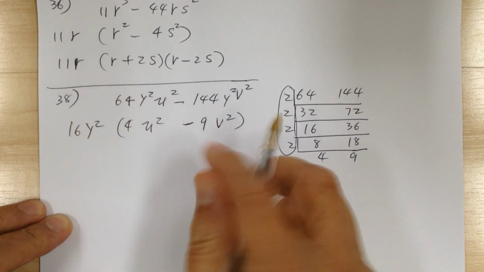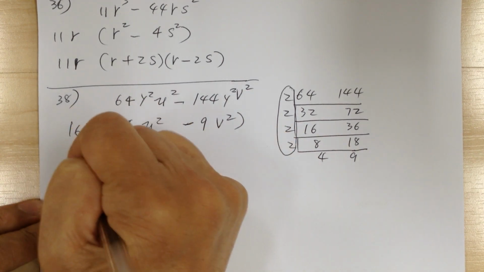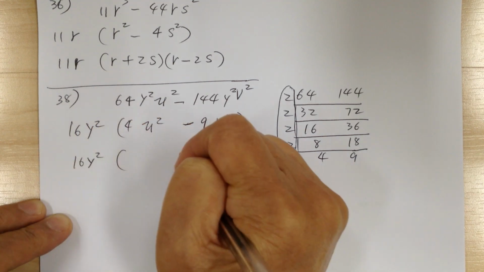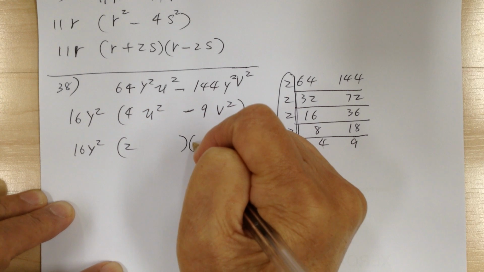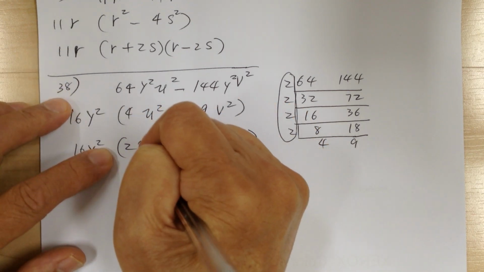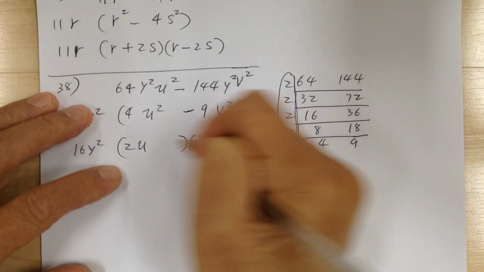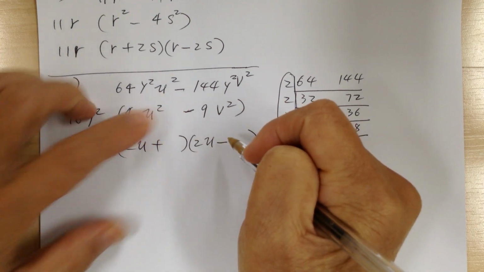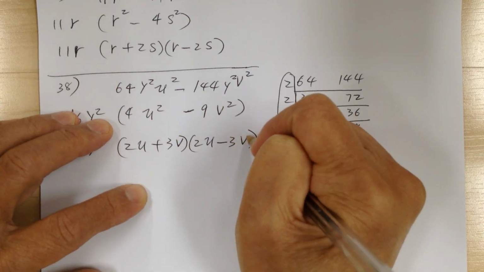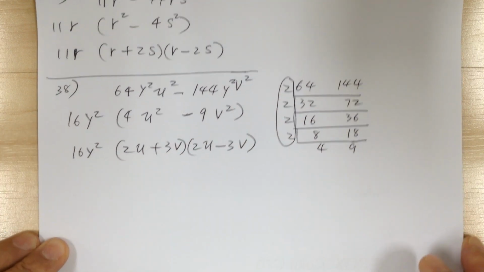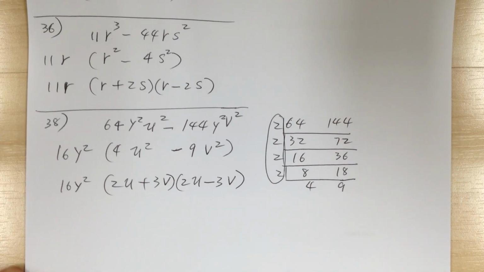Now you go to step 2. All these are perfect squares. Okay, so you got to do the step 2a. So you need to get 2 times 2 to get 4. u times u give you u squared. Plus times minus give you minus. 3 times 3 give you 9. And v times v give you v squared. Okay, and that's it for number 38.